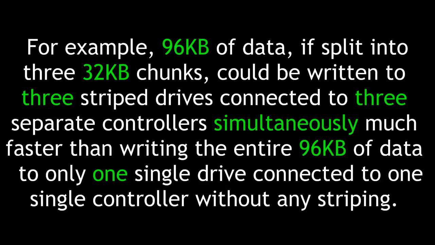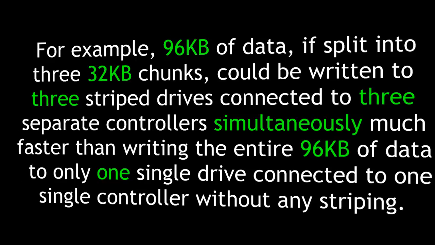For example, 96 kilobytes of data, if split into 3 32-kilobyte chunks, could be written to 3 stripe drives connected to 3 separate controllers simultaneously, much faster than writing the entire 96 kilobytes of data to only one single drive connected to one single controller without any striping.